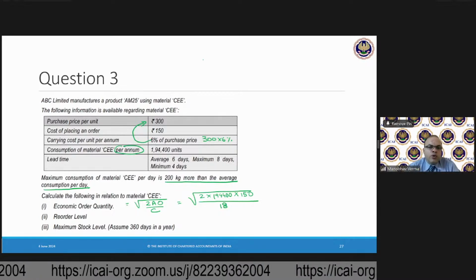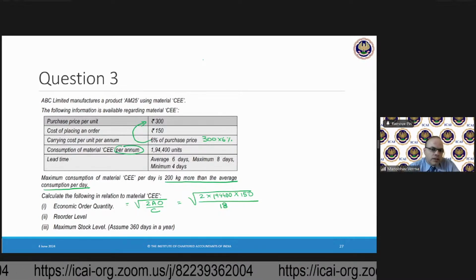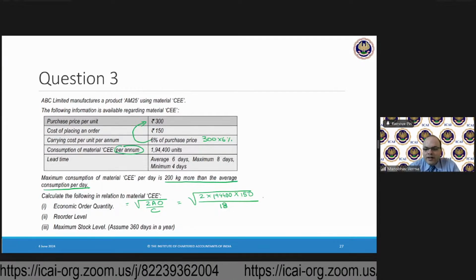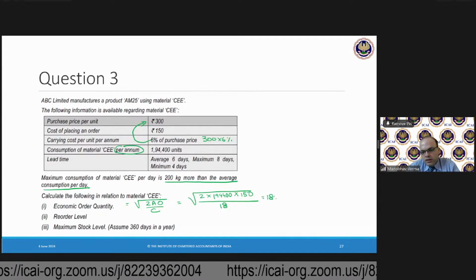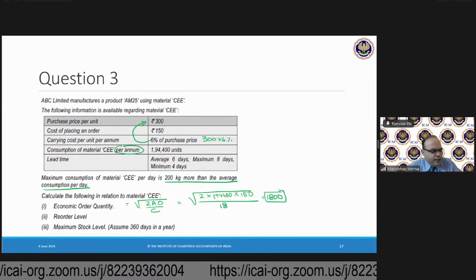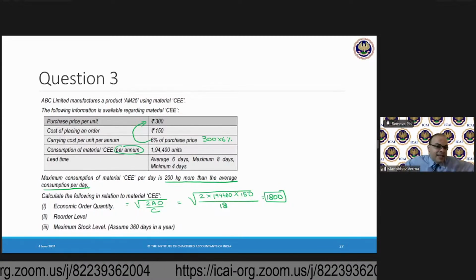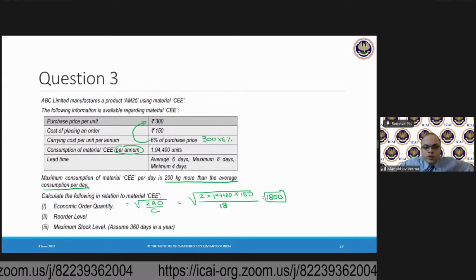Who will tell me what is the EOQ here you guys are getting? Is it 1800? Preeti says 1800. Perfect. So 1800 is what we got. And then next is your point where those formulas will be used.